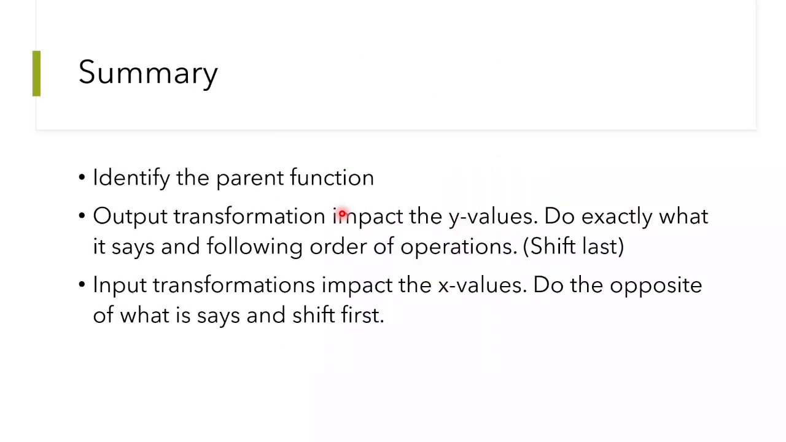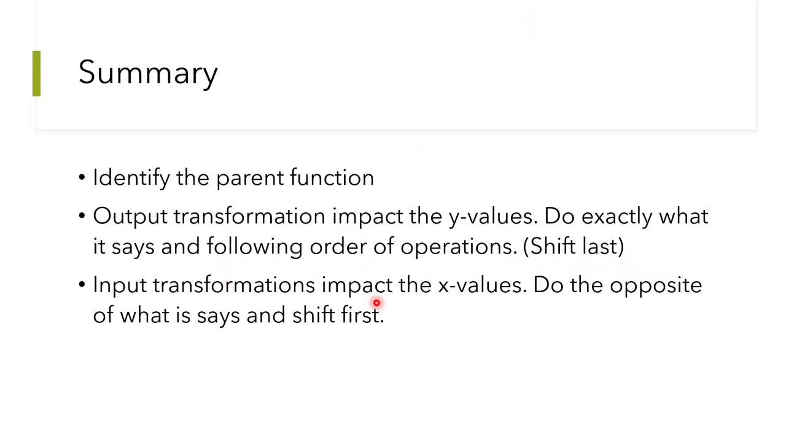All right, so to summarize, if we want to graph using graphing transformations, we identify our parent function first, and that's our starting point. Output transformations, things happening outside of that function, are always going to impact the y values. We're going to do exactly what it says. If it says add, we'll add. Multiply, we'll multiply. With output transformations, if you have more than one transformation that you're working on, you are going to follow order of operations, PEMDAS. That means you have to multiply before you can do any addition or subtraction. You're going to be doing your shifts last.